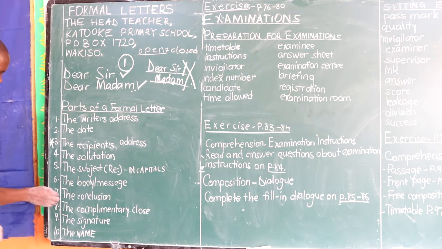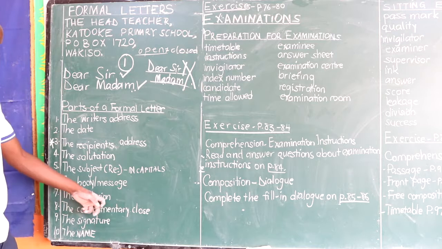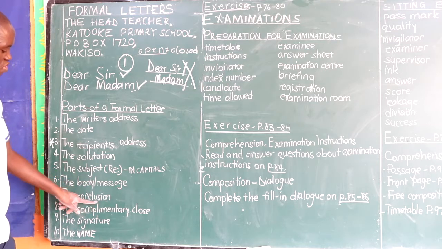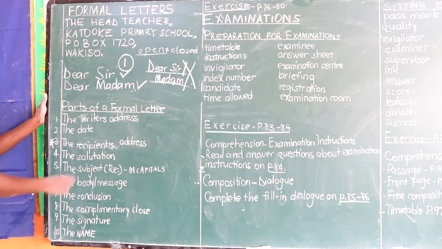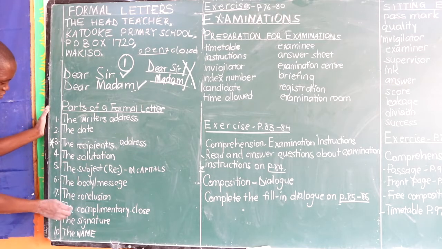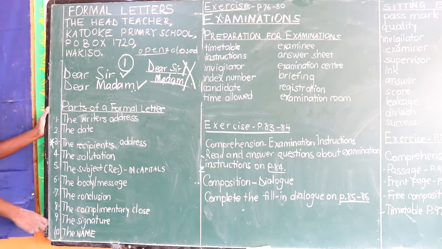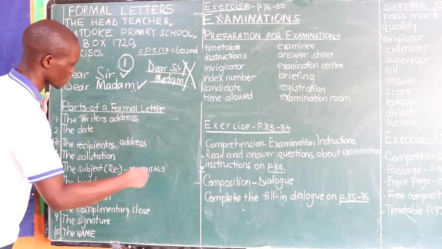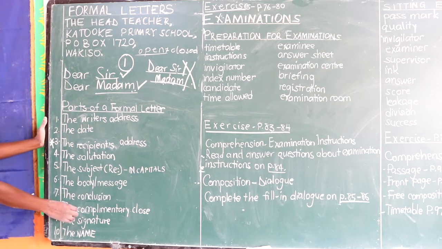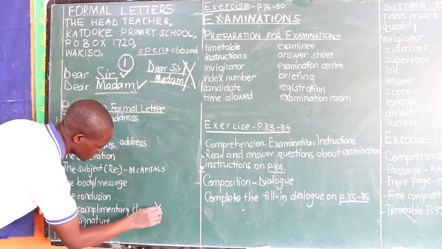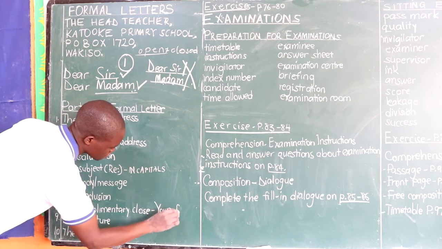Then after the body, go to the conclusion. Yes, the conclusion normally talks about you and why you are the right person to do what you're asking to do in the subject or in the body. Next, after the conclusion, you may form a paragraph and you go to the complementary clause, which is normally "yours faithfully." If you start like this, "yours faithfully," that is the complementary clause. Yours faithfully.